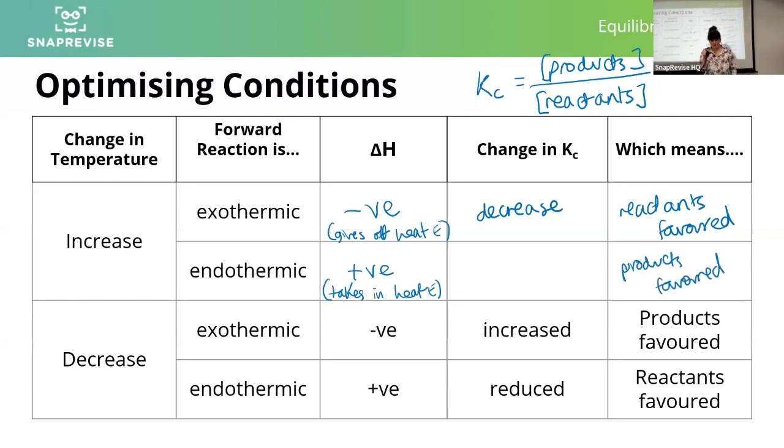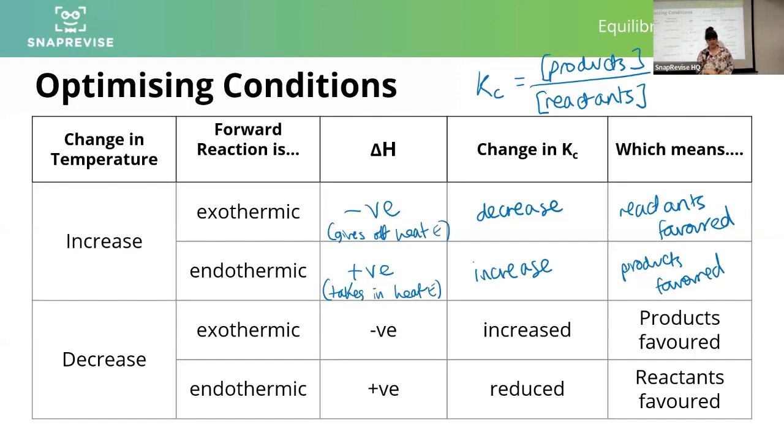Looking at our fraction, if the top of the fraction is getting bigger, that means the value of Kc is going to be getting bigger as well. If the top of a fraction is getting bigger, the whole fraction itself is getting larger. So we are getting an increase in Kc.